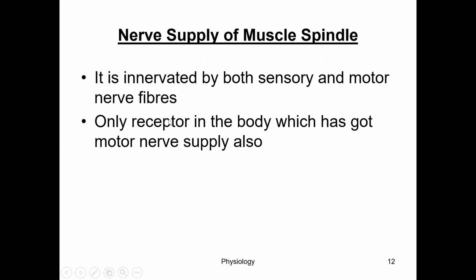Now, what is the nerve supply of this muscle spindle intrafusal fiber? Both the extrafusal fibers and the intrafusal fibers are innervated by both sensory and motor nerve fibers. So the muscle spindle is the only receptor in our body which has both sensory and motor components.